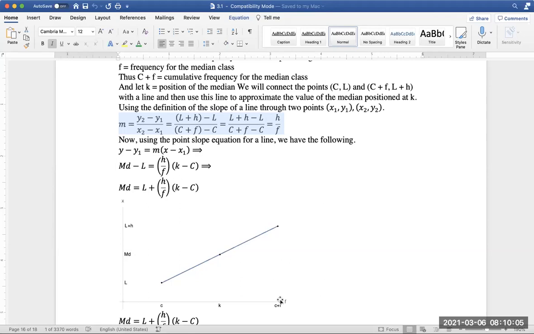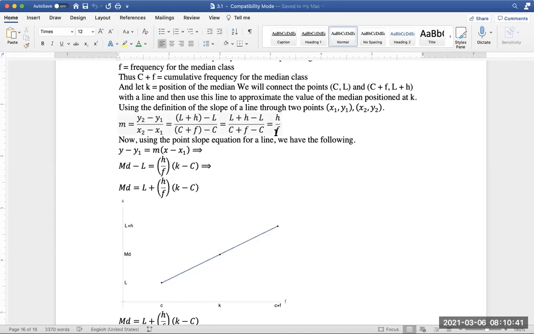So I have here, let's say that this is y2, L plus h, minus y1, L, divided by x2, f plus c, minus x1, c. Okay, so now, get rid of the parentheses. The L's cancel in the numerator. The C's cancel in the denominator. So you just get H over F. That is the slope of my line.